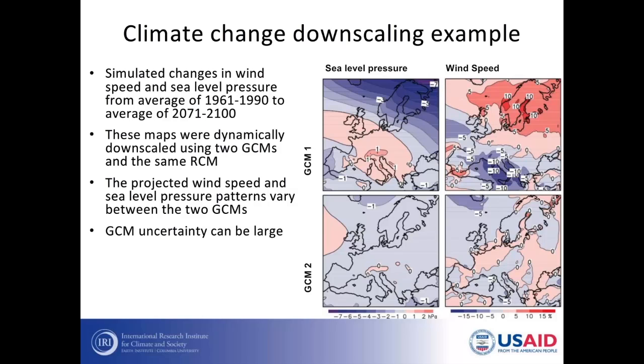The panels on the left show quite different projected changes in sea level pressure from the two GCMs. The panels on the right show that these translate into strikingly different downscaled changes in wind speed. For example, for downscaled GCM1 on the top, there are large projected increases in wind speed over Scandinavia and large decreases over the Mediterranean. Downscaled GCM2 shows neither of these projected changes. So GCM uncertainty is large in this example and amplified in the downscaled projections of wind speed.